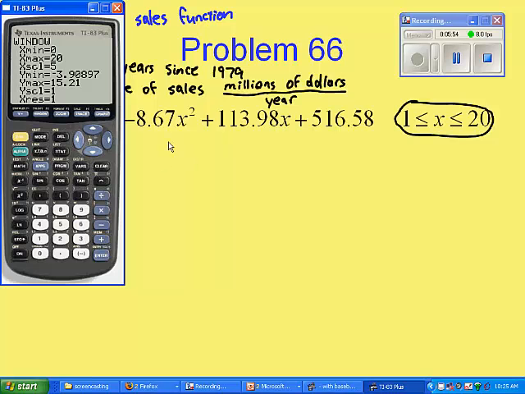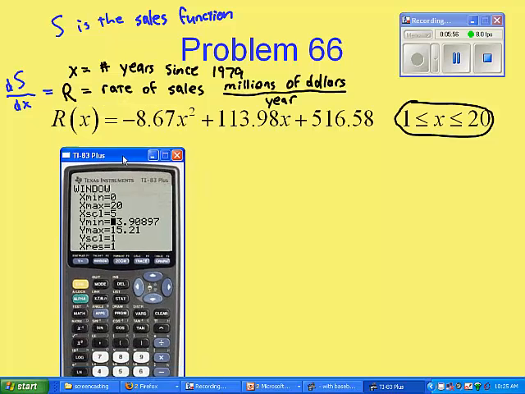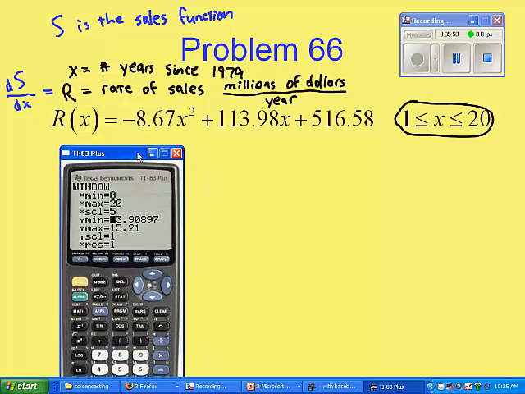Okay, y min and y max, here you're more like, well, good luck. If you look at the function, it might help you. See, like if I put in a 0 for x, I know we're not starting at 0, but on the calculator I will. What's the sales rate going to be when I put in a 0? 516.58, right? When I put in a 20, I don't know what's going to happen. I do know this. What shape is this curve going to be when I graph it?